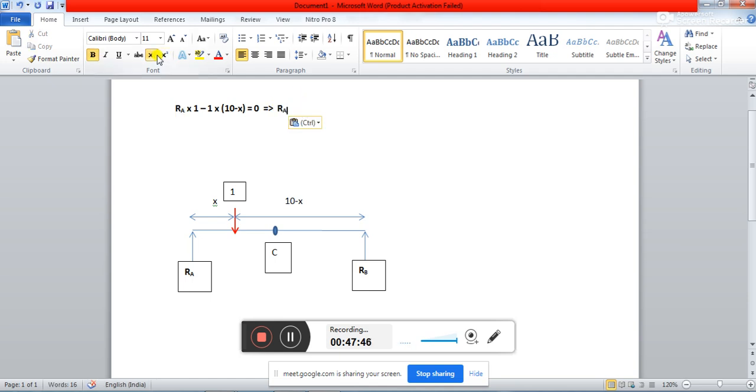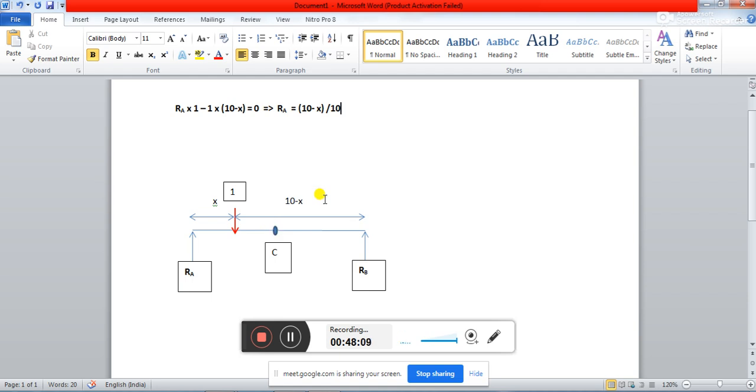RA is going to be equal to how much? Tell me. 10 minus x upon 10, isn't it? So if you want to now find out the moment about C, then what will be the moment about C? You tell me.